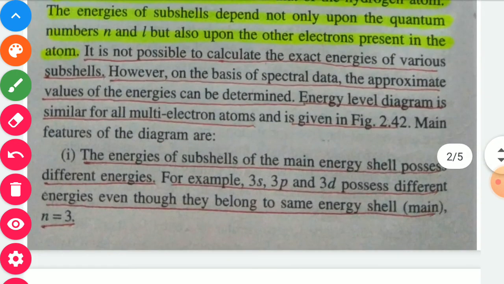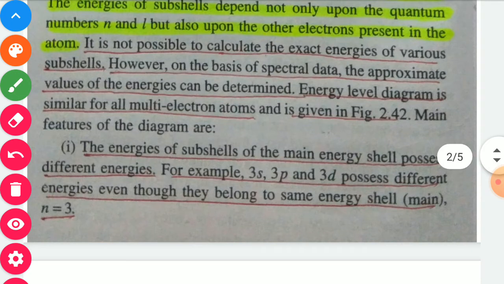So here, the first point: the energy of subshells of the main energy shell. Main energy shell means principal quantum number. Subshell means azimuthal quantum number. They possess different energy. For example, 3s, 3p, 3d possess different energy even though they belong to the same energy shell, that is, principal quantum number value n equal to 3.